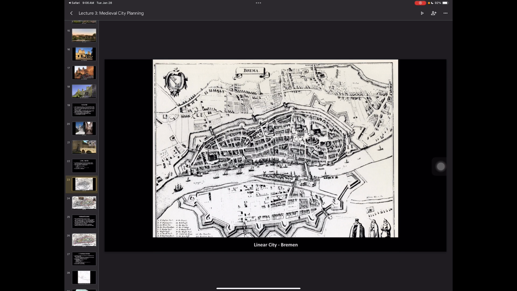All right, so for our linear city, I am gonna be showing you an example of how a city goes from being radial to being linear. So it's gonna get a little bit messy, but hopefully you can begin to see some of the patterns. So this is Bremen. It is located in Germany. Here's a close-up of the area that we're gonna be working with, right?